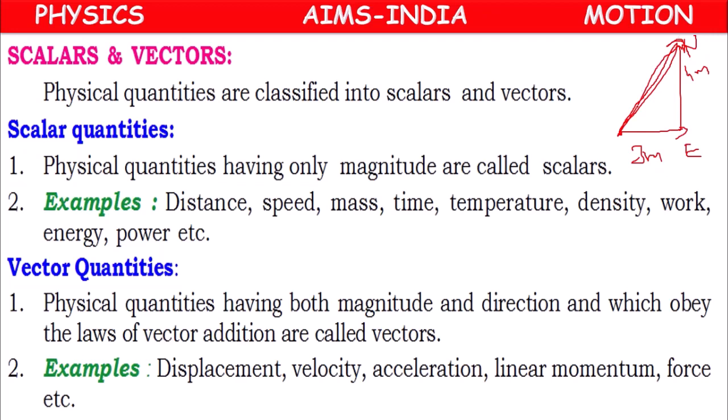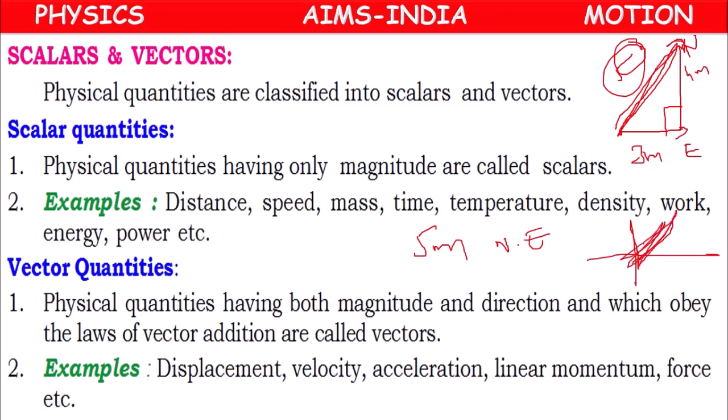This means 3, 4. This is a right angle triangle. This value will be 5. So the displacement is 5 meters towards northeast, because this is north, this is east, and we are going like this at an angle between east and north. So that's why our displacement is 5 meters towards northeast.